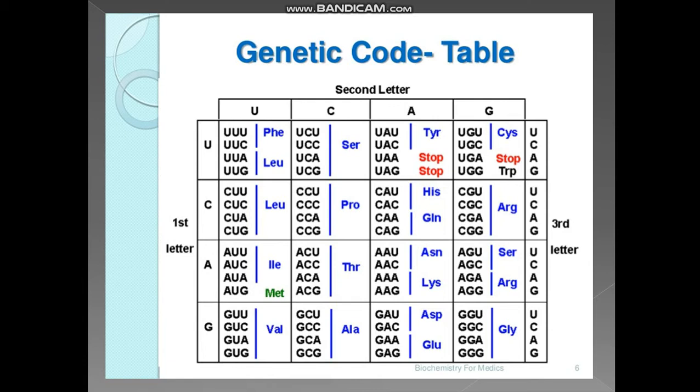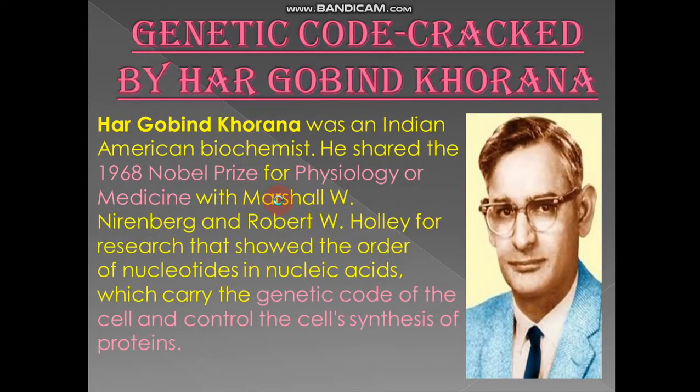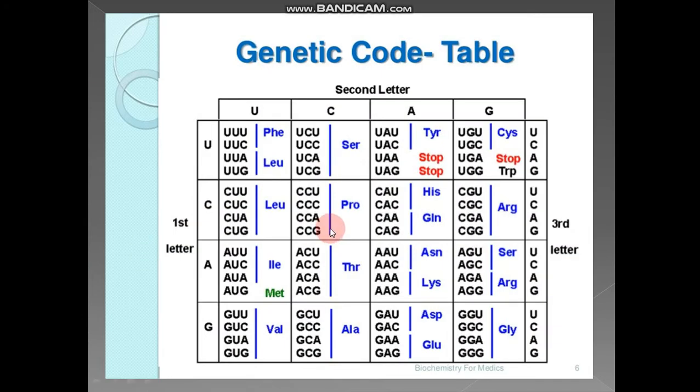Now, coming on to this table: how to read this table, how to make your own genetic code table. Although you don't have to, this never comes in the exam, only a few codes they give and ask why they are important, that I'll tell you. Some codes are very unique, I will come to that. First, let us understand how to make your own code, how to make your own table.